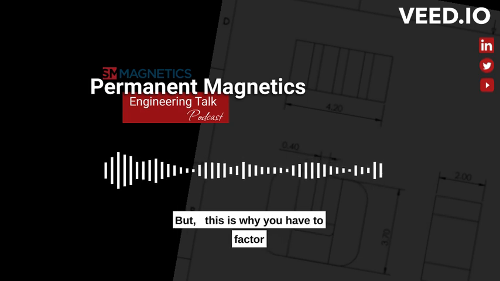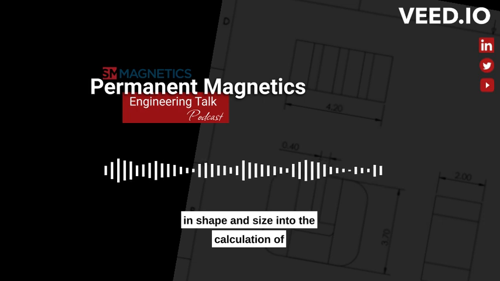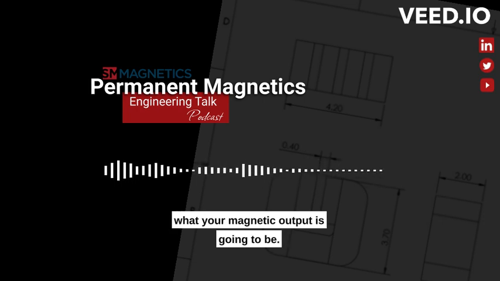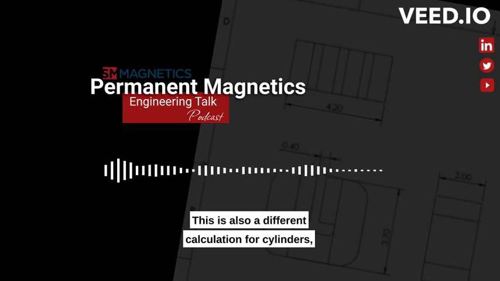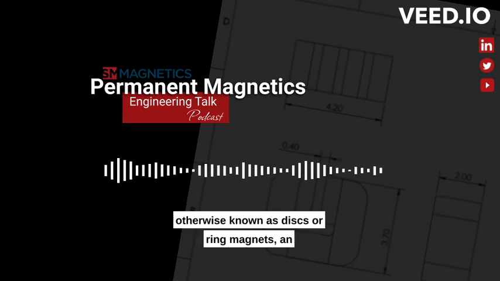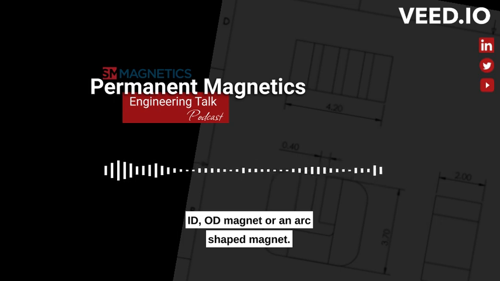But this is why you have to factor in shape and size into the calculation of what your magnetic output is going to be. This is also a different calculation for cylinders, otherwise known as discs, or ring magnets, an ID-OD magnet, or an arc-shaped magnet.